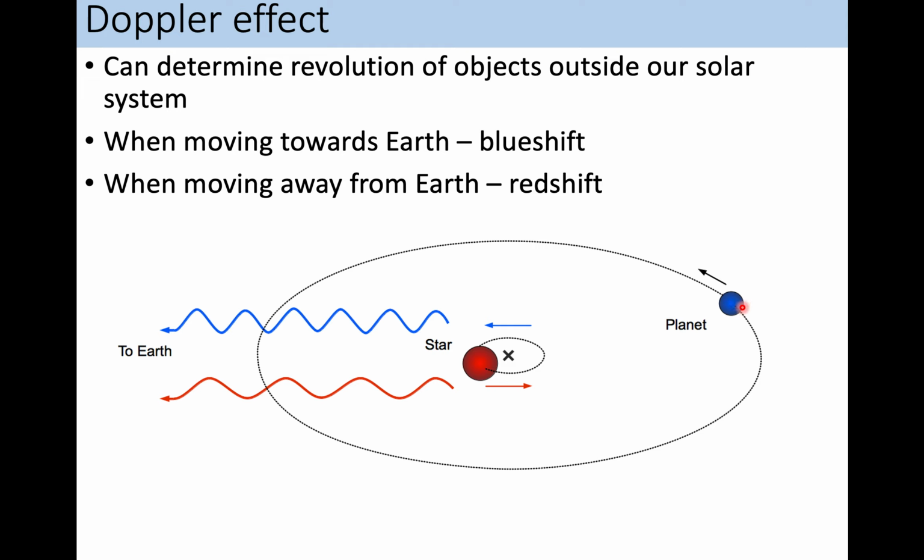Here is a planet in another solar system, and here is the star that it's rotating around. As this planet rotates around its star, if Earth is over here on the left-hand side of the screen, we will see that this planet is blue shifting as it's moving towards us, and then red shifting as it's moving away from us, and then blue shifting, and then red shifting, blue shifting, red shifting. That's going to tell us that this object is revolving around something, because we see it getting closer to us, further away, closer to us, further away. So we're actually able to determine that it must be revolving around the other object.